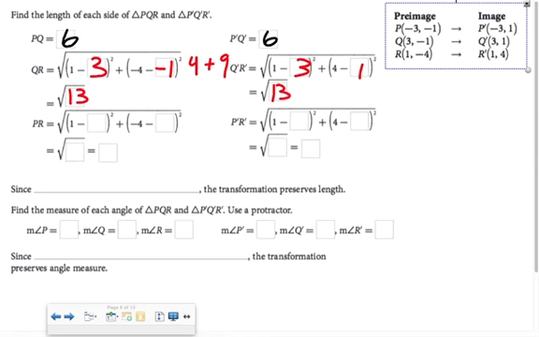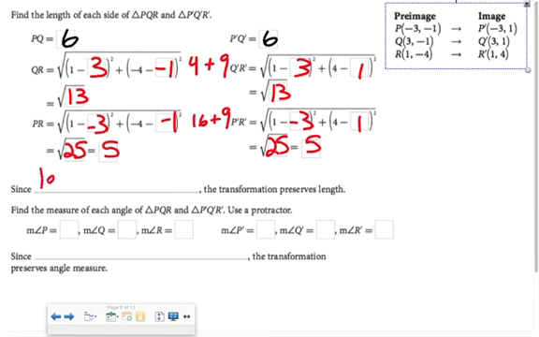Finally, the length of PR: 1 minus negative 3, negative 4 minus negative 1. So that's 4 squared is 16 plus negative 3 squared is 9. So that's the square root of 25, which is actually 5. That's nice. And finally, P prime R prime: 1 minus negative 3 and 4 minus 1, giving me again 4 squared is 16, 3 squared is 9. That's the square root of 25, which again is 5.